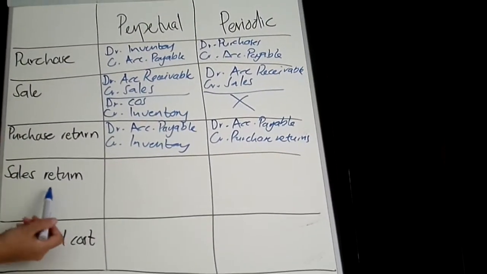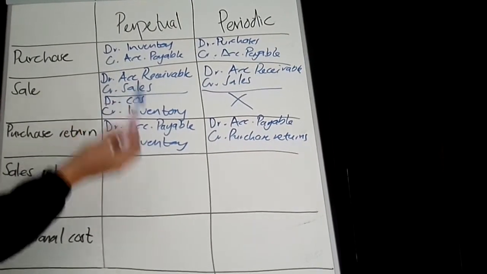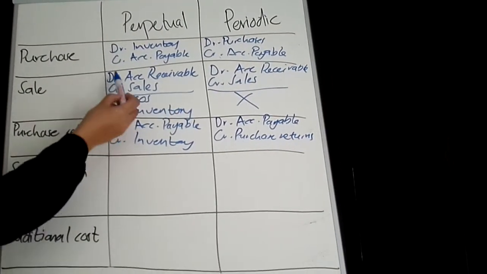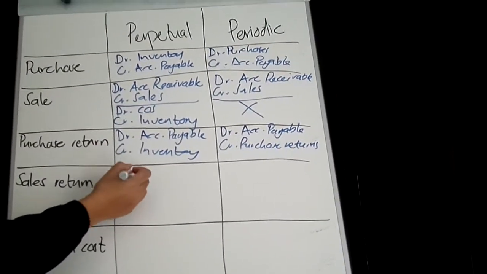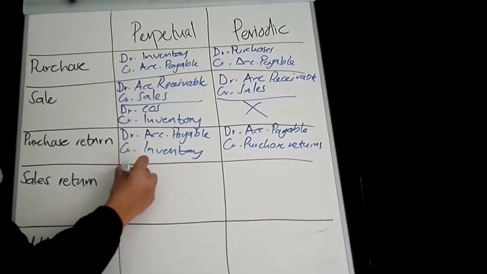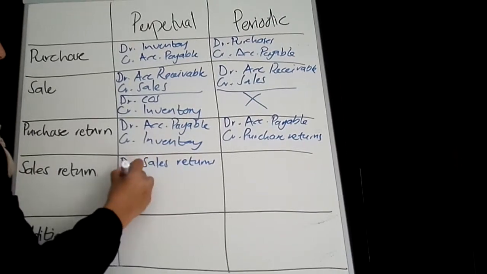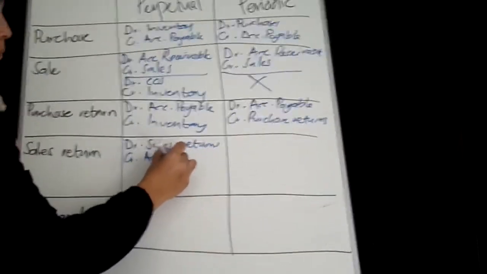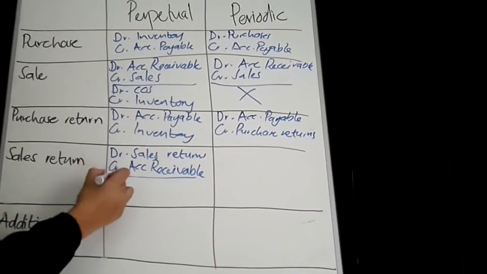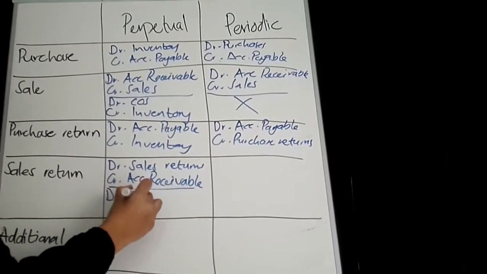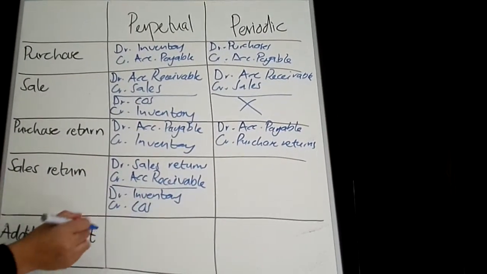For the sales returns, we ask ourselves, what was the entry when we sold the inventory? Now let's do the opposite. So when you sold the inventory, you debited accounts receivable and you credited sales. Now for when our debtors are returning to us, we will debit sales returns and we'll credit accounts receivable. And then for the perpetual method, we had a second entry, so we will do the reverse of what we did in that entry. Debit inventory, credit cost of sales.